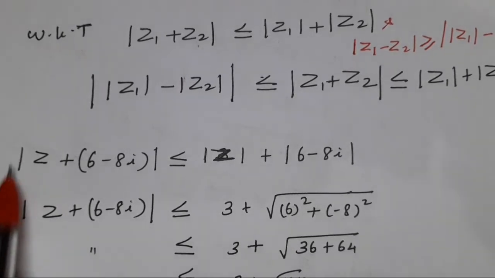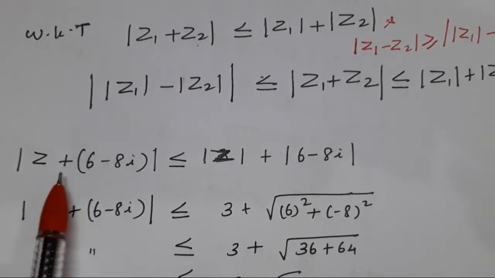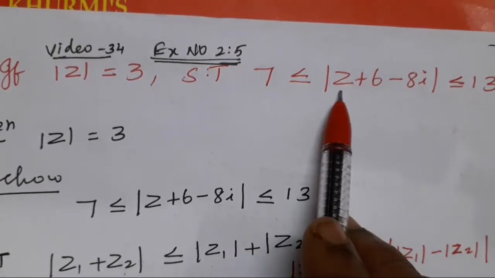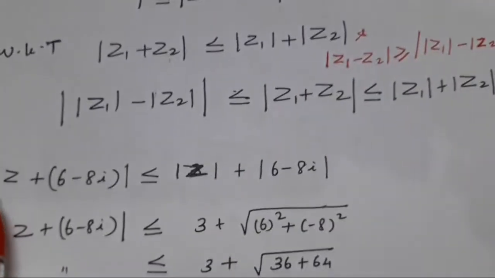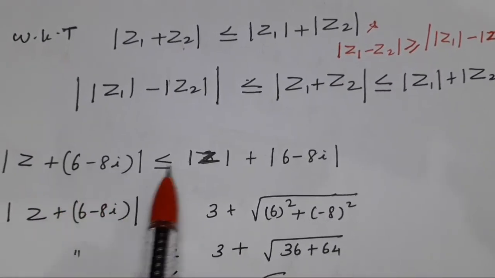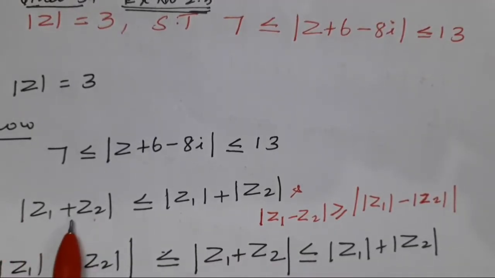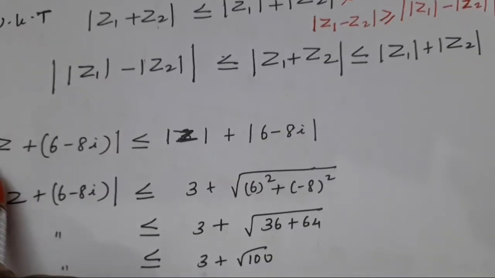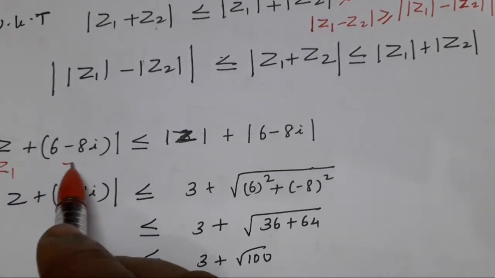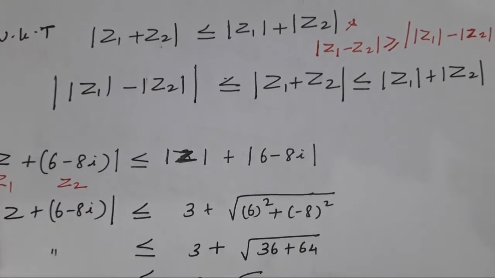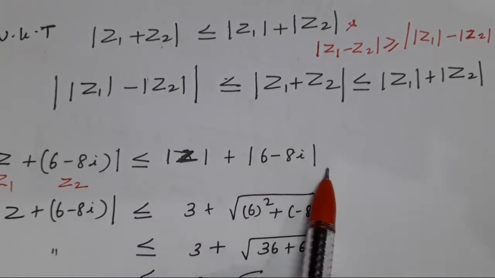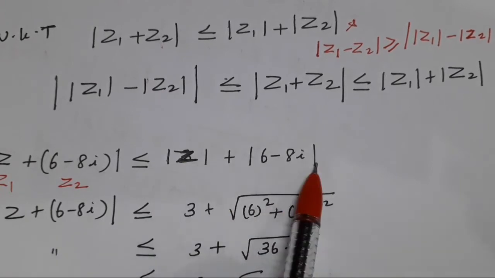What is the first one? Modulus of z plus 6 minus 8i. First we take the z part, z plus 6 minus 8i. So modulus of z plus 6 minus 8i is less than or equal to, since we have plus, using the property modulus of z1 plus z2 less than or equal to modulus of z1 plus modulus of z2. We take z as z1 and 6 minus 8i as z2. So modulus of z1 plus z2 equals modulus of z plus modulus of 6 minus 8i.